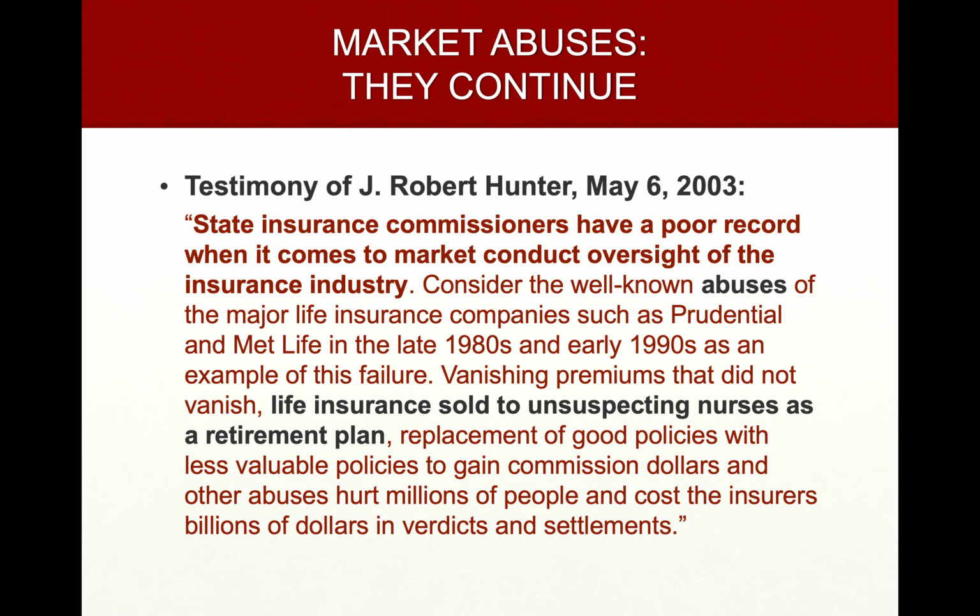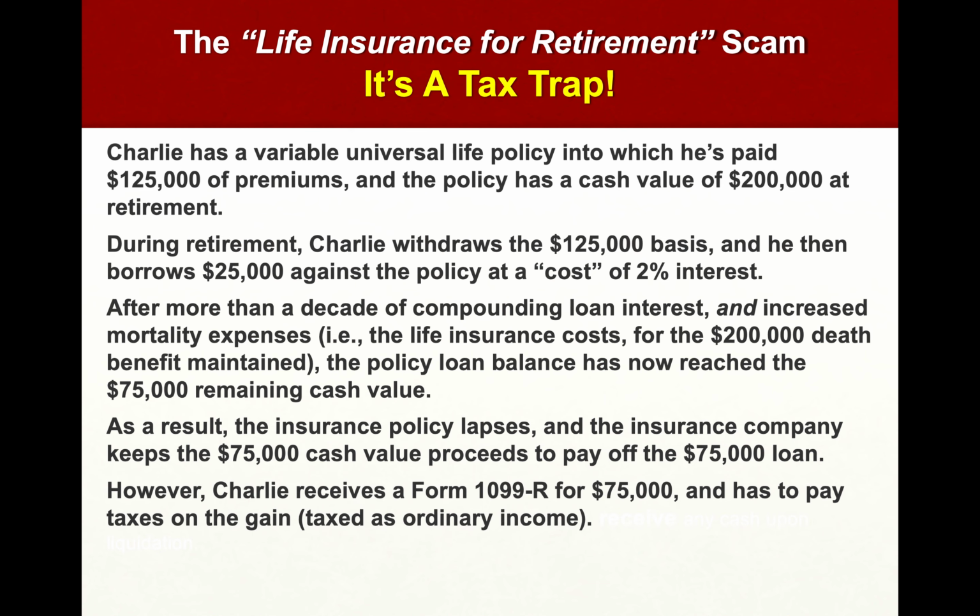And despite the fact that I remember back in the mid 1990s, there were huge stories about this and all the abuses that took place with teachers and nurses and others, I still see this today. It has come back strongly. It's basically, we're going to sell you life insurance. It's a form of a retirement income that you're setting up for yourself. Well, it just doesn't work. It's basically a tax trap. So, for example, Charlie has a variable life insurance policy.